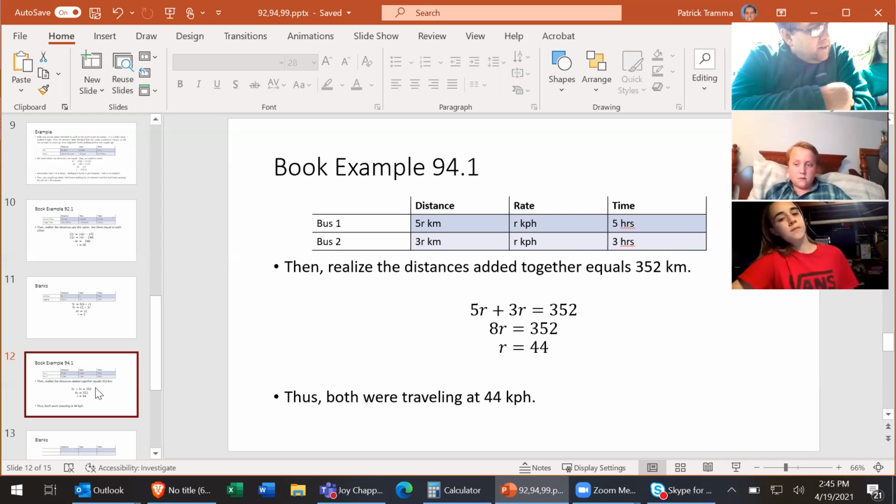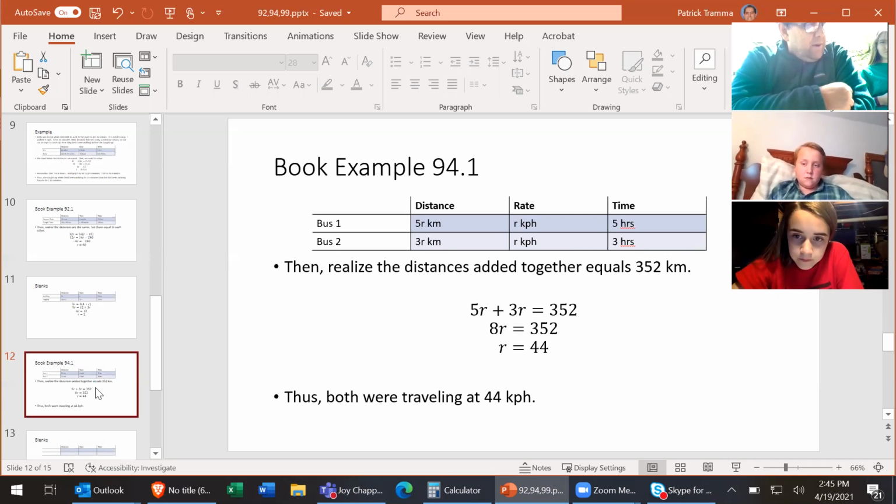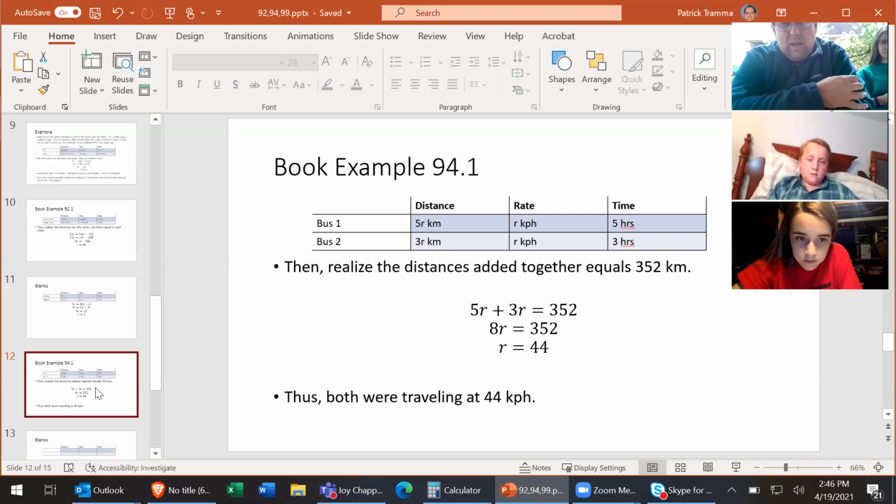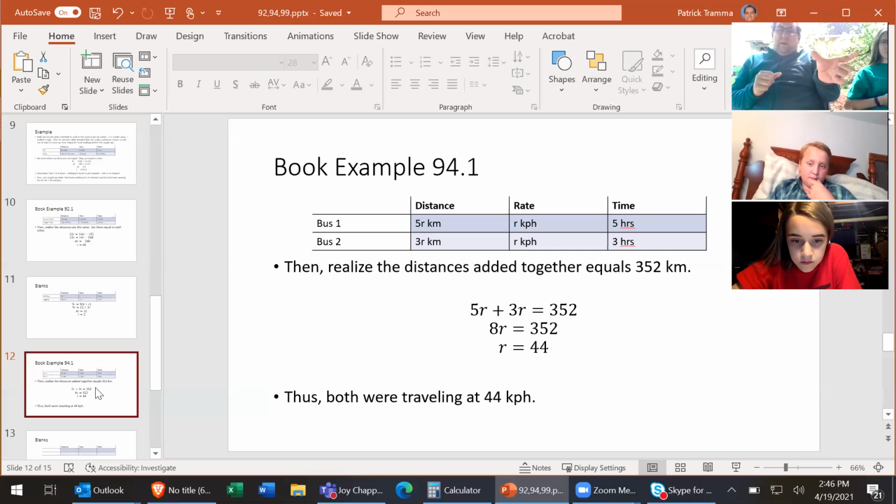Now the question is, if the buses traveled at the same rate and were 352 kilometers apart at 2 p.m., find the rate of the buses. So if they were 352 kilometers apart and they went in opposite directions, that means the distance the first bus traveled plus the distance the second bus traveled equals 352.